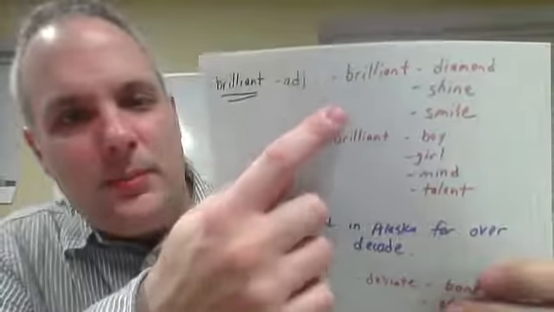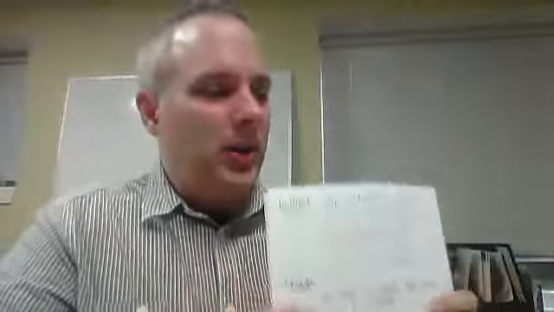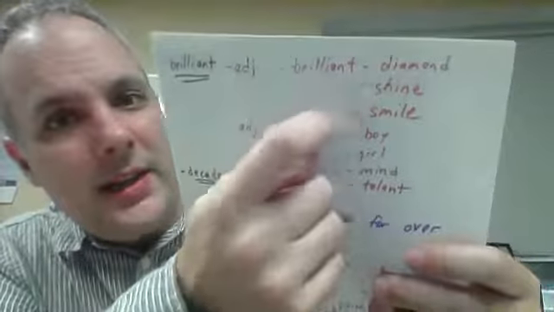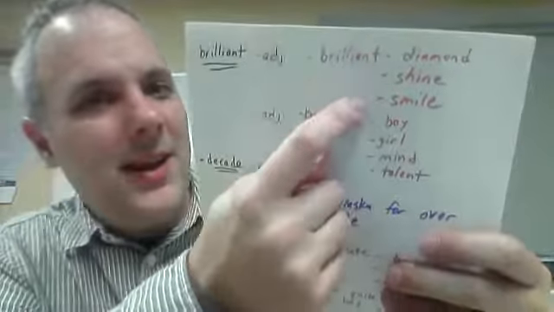Now, brilliant. Brilliant can mean shiny and sparkly, very bright, that kind of thing. It's an adjective, so we usually have it with a noun. Brilliant diamond, brilliant shine, brilliant smile.